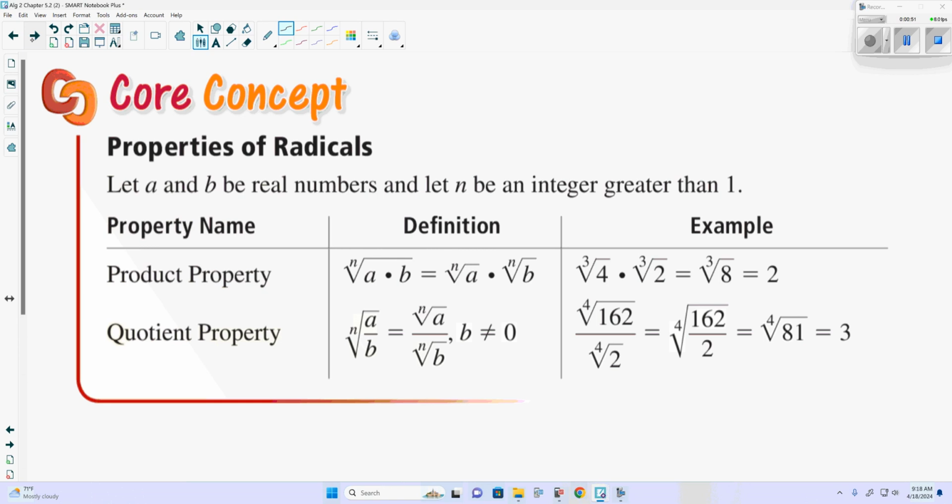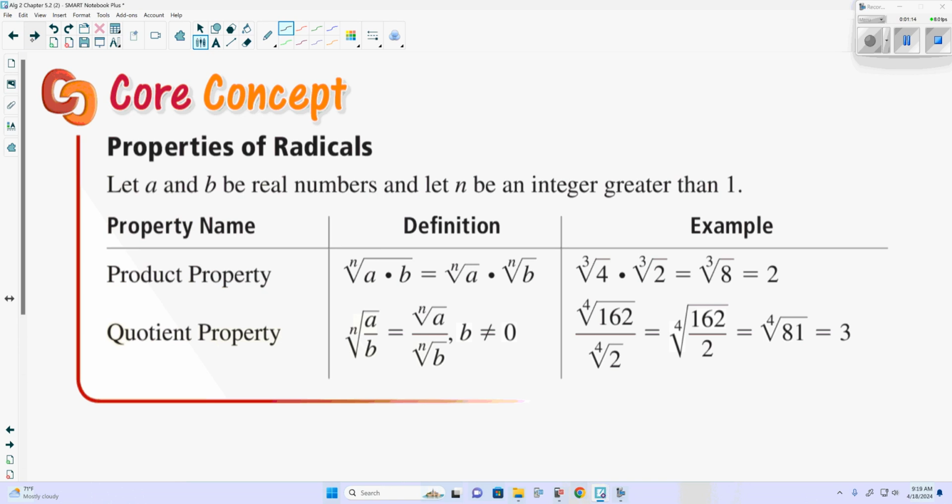Here's the first page that we have. Properties of radicals. And for the most part, we kind of know this, that we can split it up. If we have 2 things being multiplied inside the radical, we can break it up as 2 separate radicals. So the cubed root of 4 times the cubed root of 2 is the same as the cubed root of 8. So we can put them together, we can take them apart.